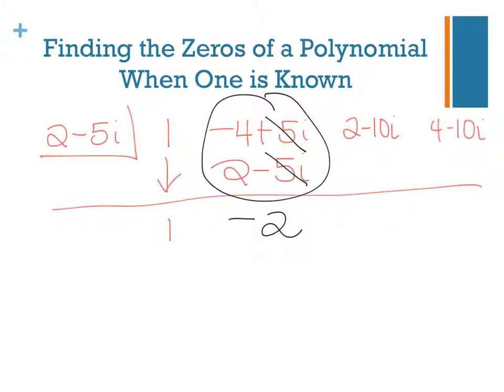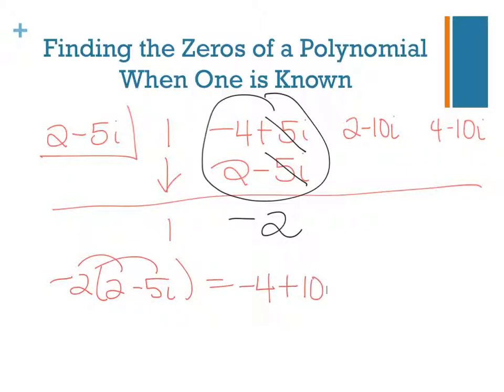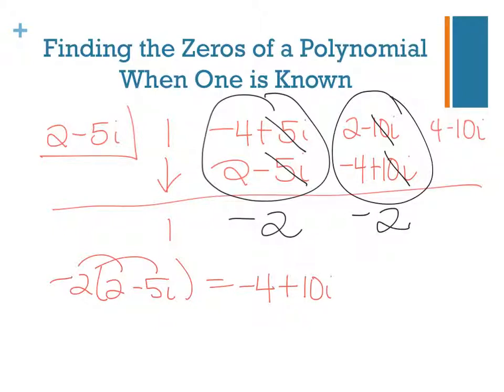Now, when I multiply negative 2 times 2 minus 5i, I use the distributive property, and I get negative 4 plus 10i. So I'm going to record that right here, negative 4 plus 10i. And again, when I add this column, the negative 10i and positive 10i will cancel, and I get a negative 2 when I combine positive 2 and negative 4.